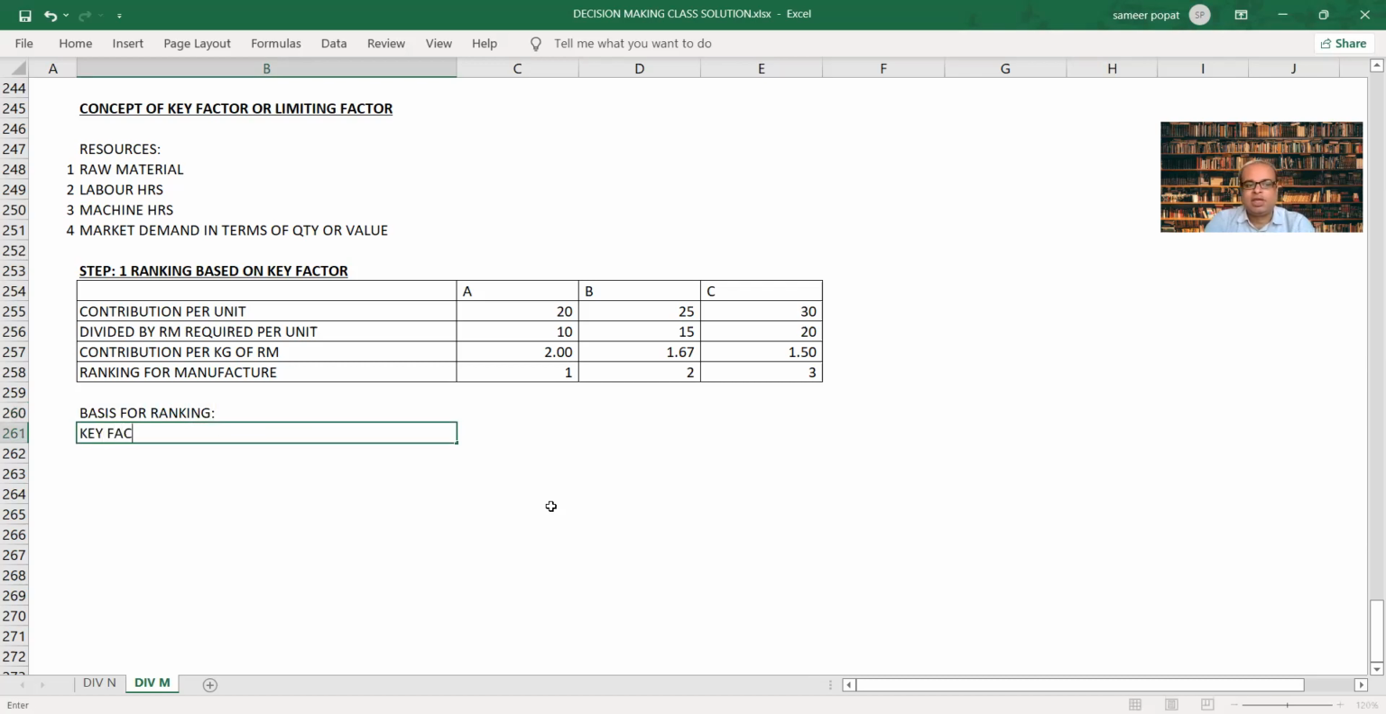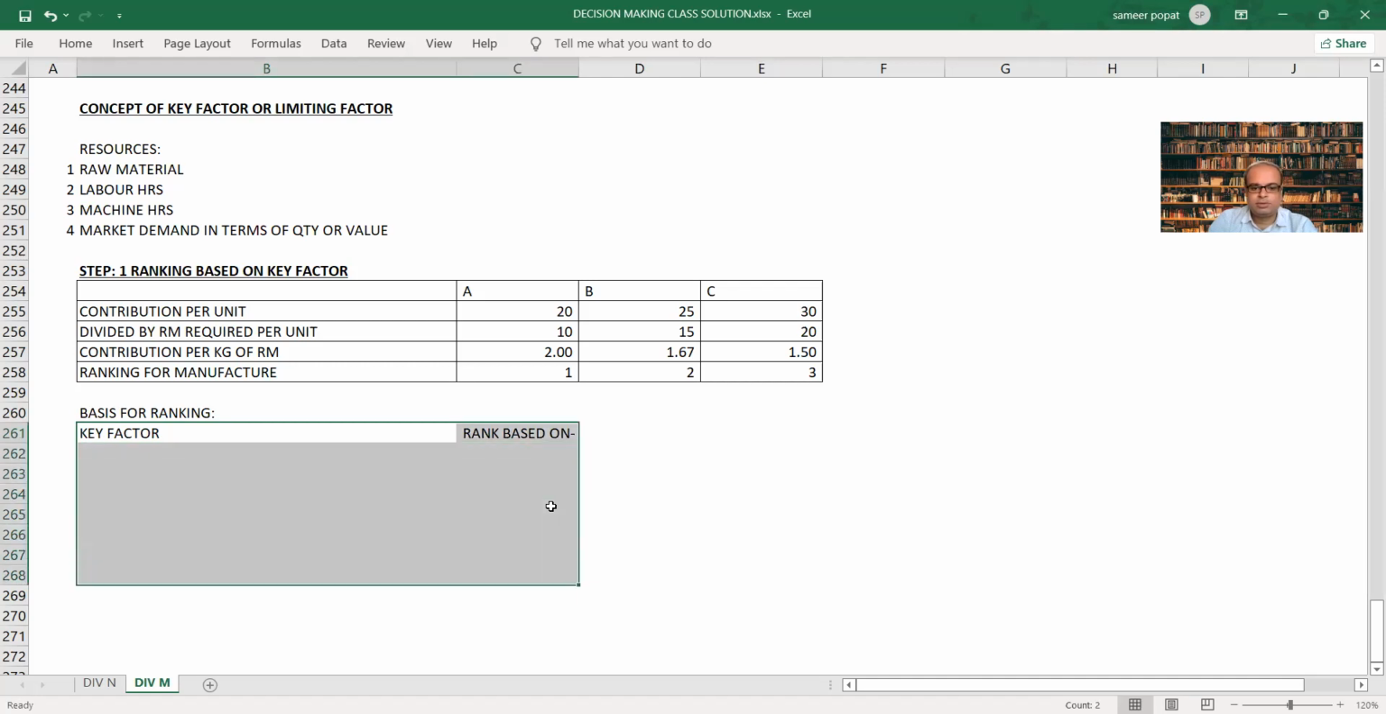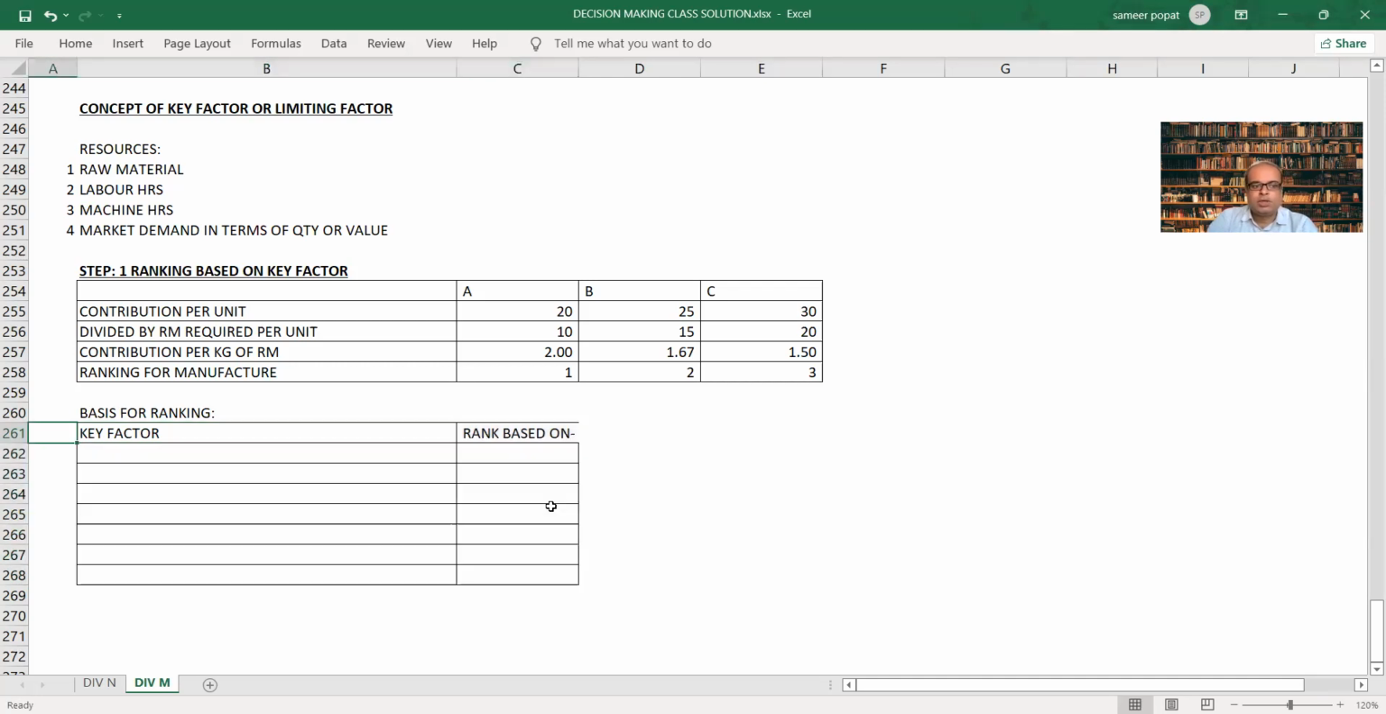Basis for ranking: key factor and rank based on. Suppose the key factor is raw material. That we have already done. So in that case, we are going to give the rank based on contribution per kg of raw material. Suppose the key factor is labor hours. In that case, similar to above, we need to give the rank based on contribution per labor hour.